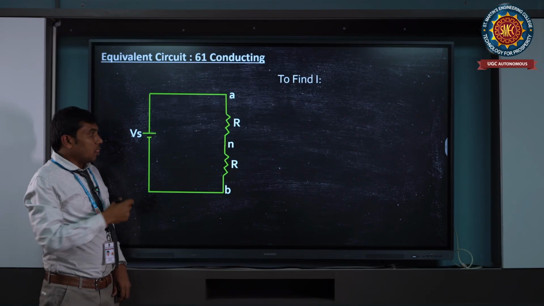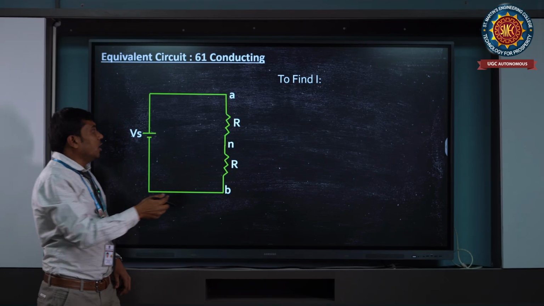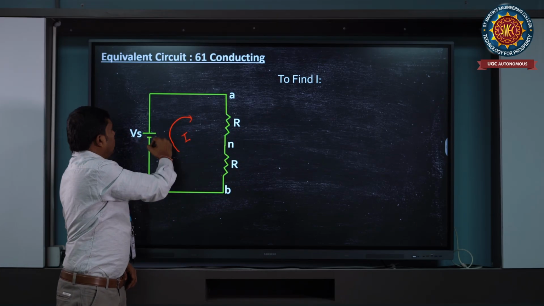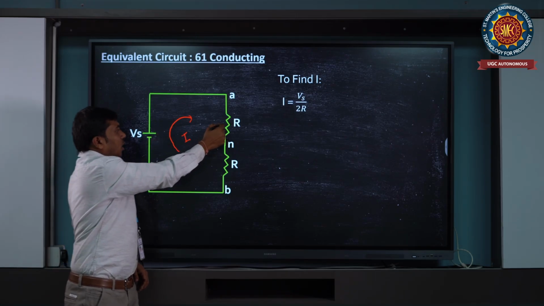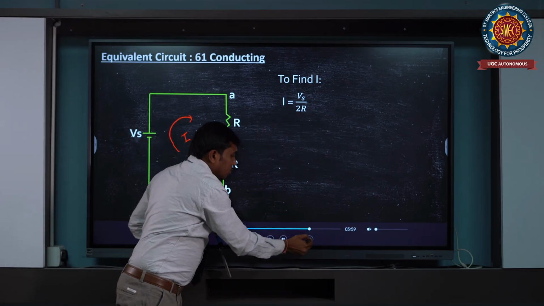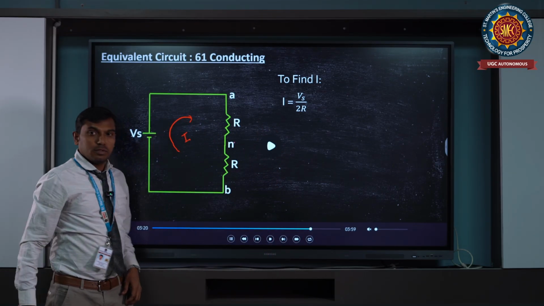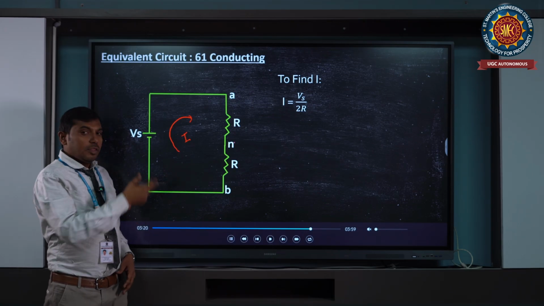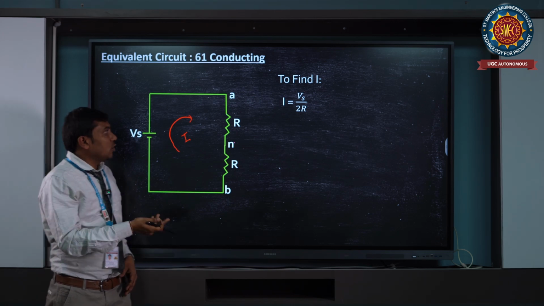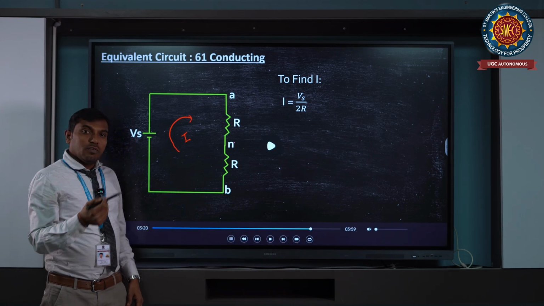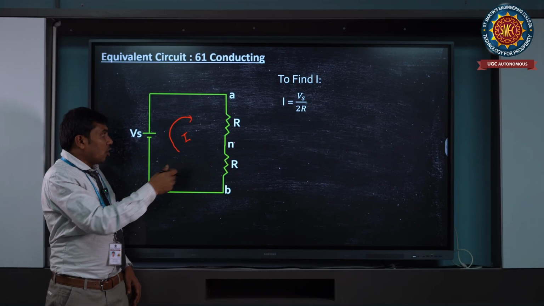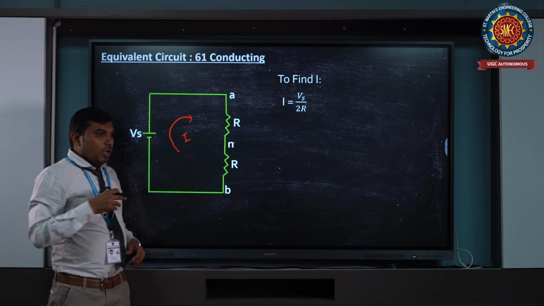Now if you apply KVL to this to find current I, what happens? The current I is nothing but voltage by resistance. Therefore, I is equal to Vs by R, with two R in series. Therefore, I is equal to Vs by 2R, and this is the current that flows, so that the complete cycle is obtained. Similarly, you can get the current equation for the other switches also when they are operating, and from this you can find the current waveforms.